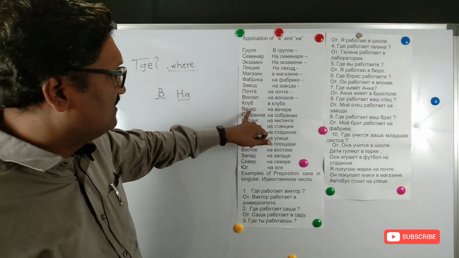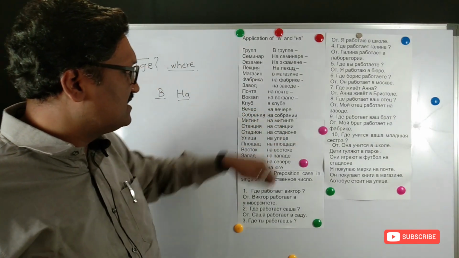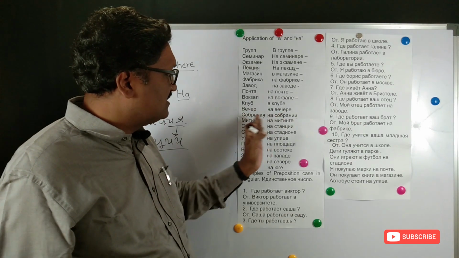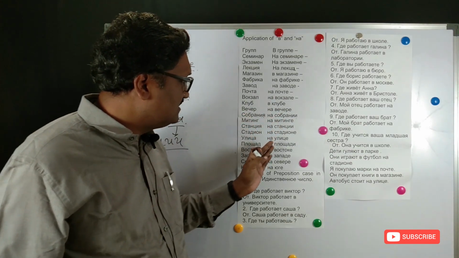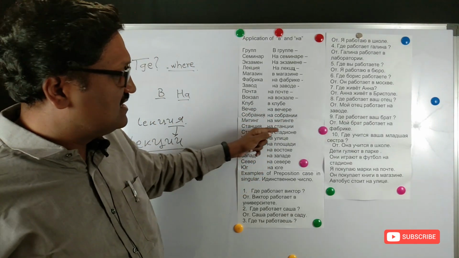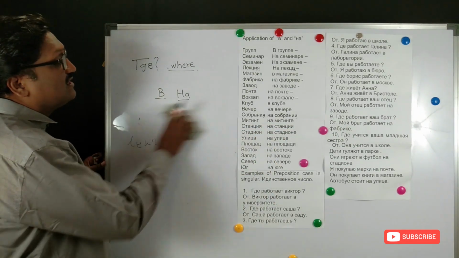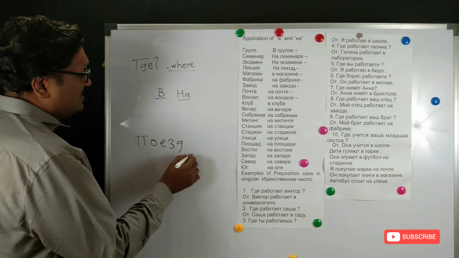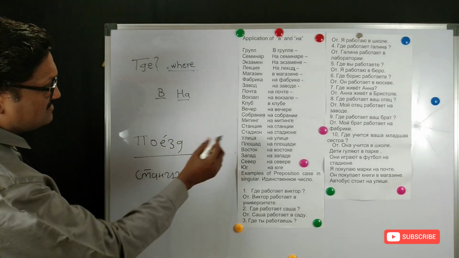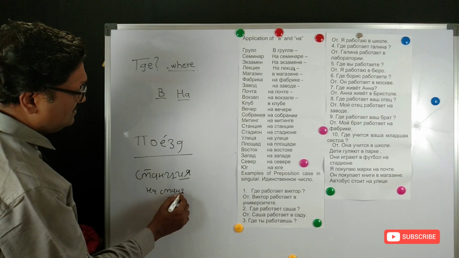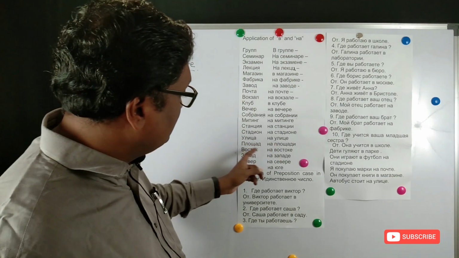Club, V klube. Vecher, na vechere. Sobranie, na sobranii. Meeting, na meeting. Stanția, na stanții. Gde stoit poiez? Poiez stoit na stanții. Poiez is the train. Okay. Stanția, e and ya is changed to na stanții. Ulița, na ulițe.